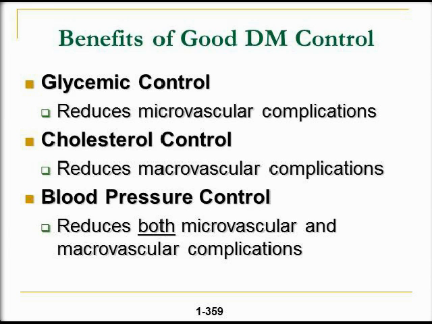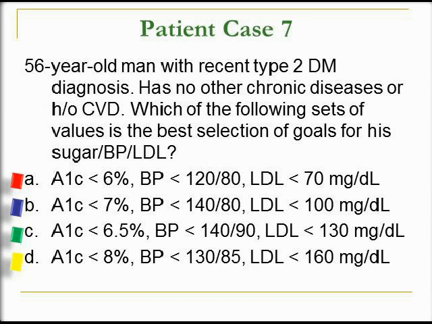And at the end of the day, that's what we're really doing. Don't just focus on the sugars. You're going to miss it. All right, for this patient with the complex little 15 different scenarios, B, technically speaking, is A1C less than 7%, blood pressure less than 140 over 80, and LDL less than 100 are our treatment goals in general.